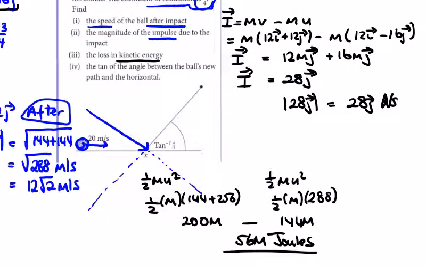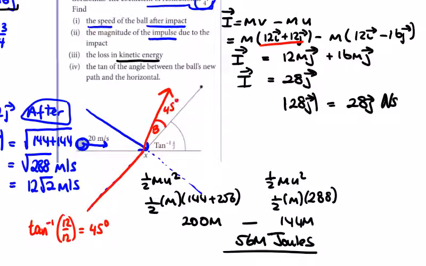And then the last part: the tan of the angle between the ball's new path and the horizontal. So we've turned it around so that this is our horizontal. So now the ball rebounds off in this direction here. And afterwards we had 12i plus 12j. So let's look at that angle here, b. The inverse tan of 12 over 12 is just going to be 45 degrees, isn't it? So this one is 45.